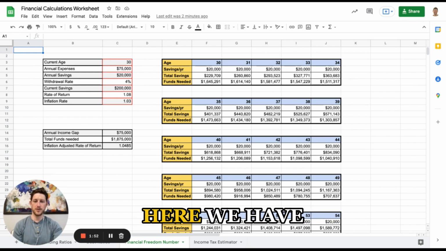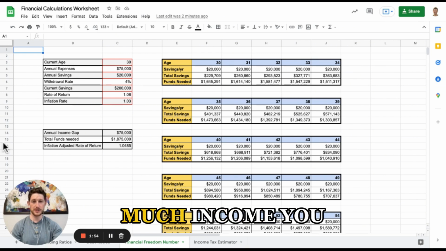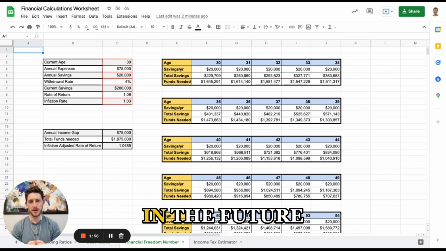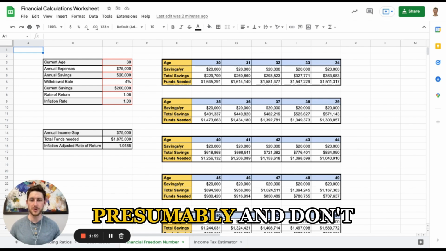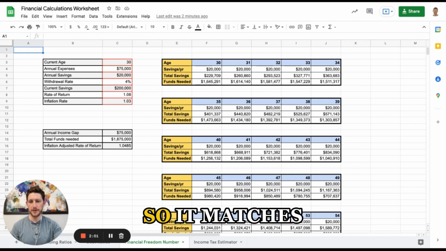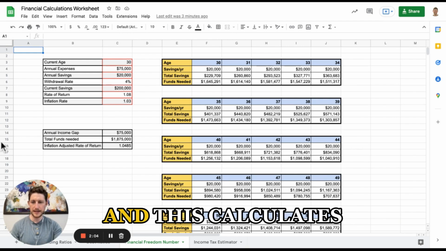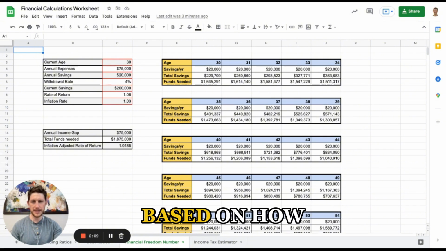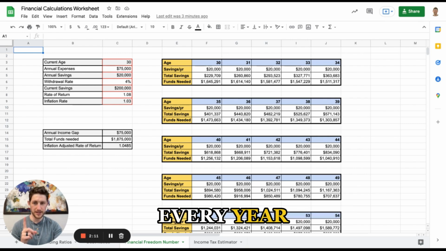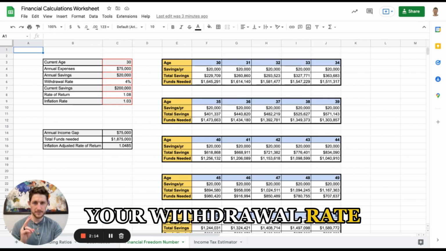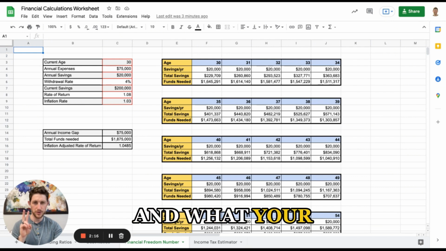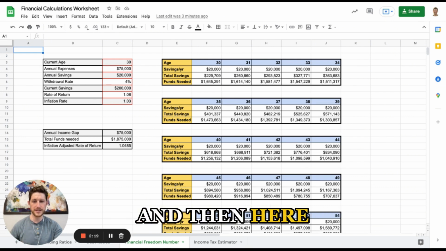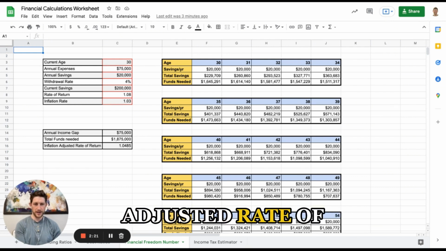And then down here, we have the annual income gap, which is how much income you need to make up for in the future when you quit your job, presumably, and don't have an income. So it matches your annual expenses. And this calculates the total amount of money that you will need based on how much you're spending every year and your withdrawal rate. That's basically it: how much you're spending and what your withdrawal rate is. And then here is the inflation adjusted rate of return.